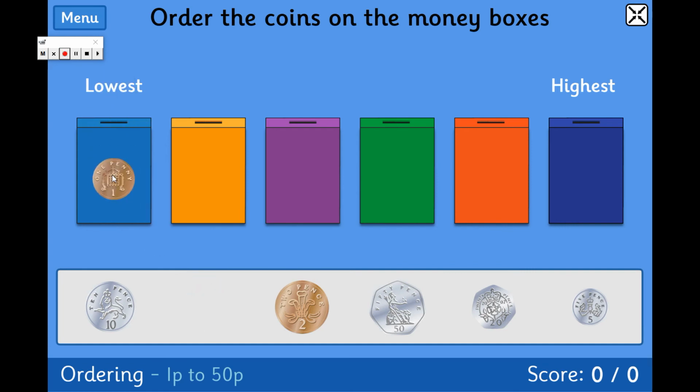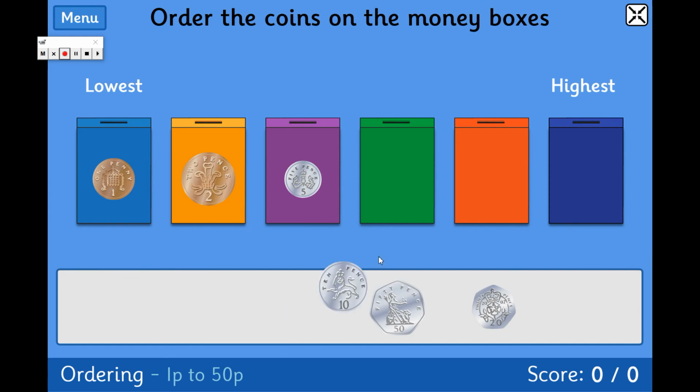Ooh, my 1p doesn't want to go in the box, does it? And then the next one that I'm looking for is the next smallest number out of the coins that are left. So it's going to be the 2p coin. But even though it is bigger than the next coin, that is going to come physically in size. So my next one is 5. So far we've got 1, 2, 5. So we're now going to use 10. So we've now got 1, 2, 5, 10.